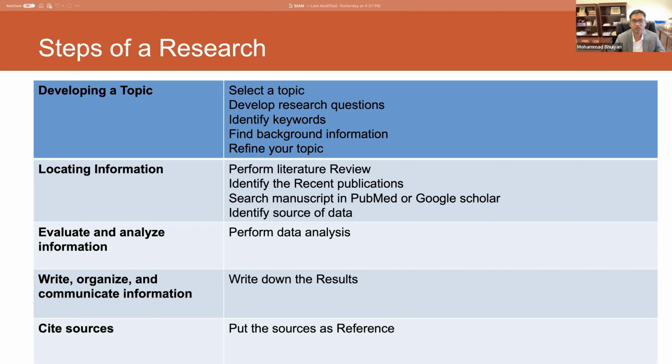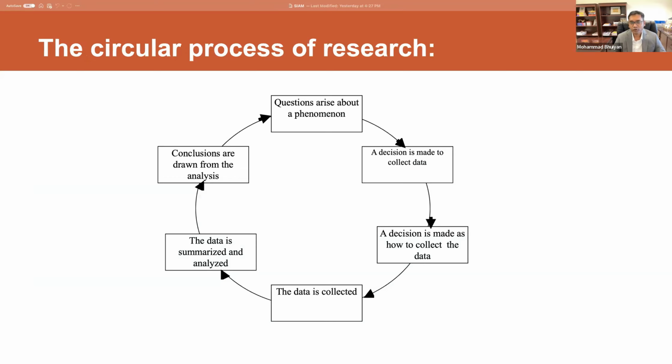After you decide where you get the data, what the source of your data is, you have to think about how to perform the analysis and which statistical model is right. There is no right or wrong. You can use any statistical method, but you have to think beyond the box so that the result becomes something new and interesting. And then finally, you have to write down the results and put the references. So this is a circular process of research.